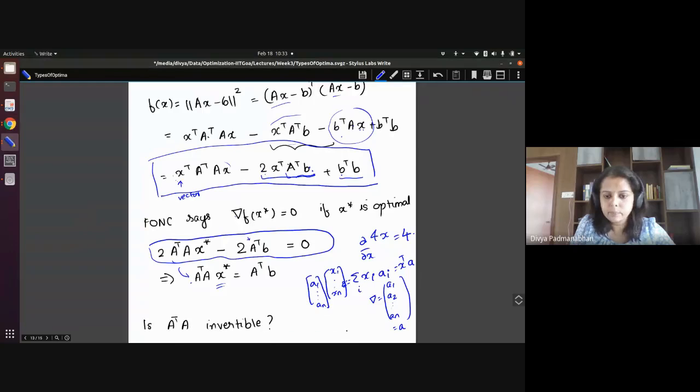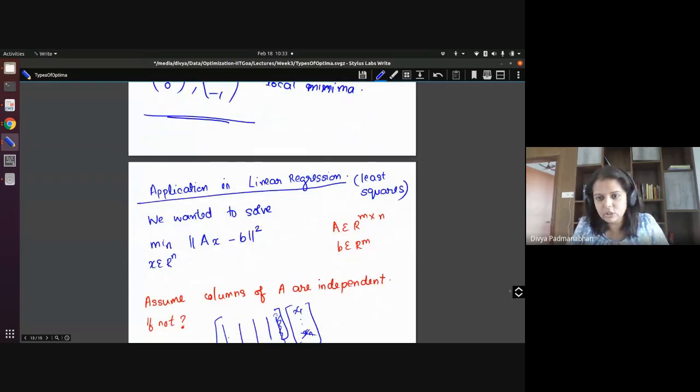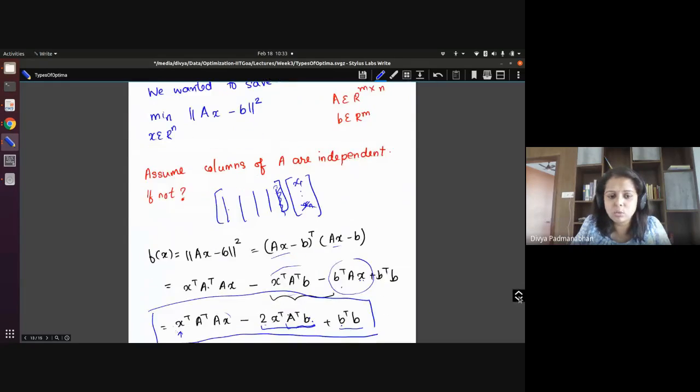Yes, ma'am. Just before we move on to a new topic, I wanted to say something to conclude our discussion last time. We were looking at this application in linear regression, the least squares problem, where the unconstrained optimization problem shows up. You're given an A and you want to find an X such that the square of the norm of AX minus B is minimized. A brief recap: we tried to expand this.